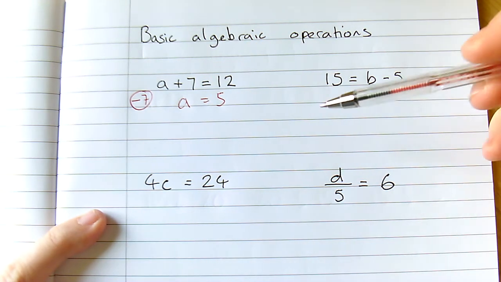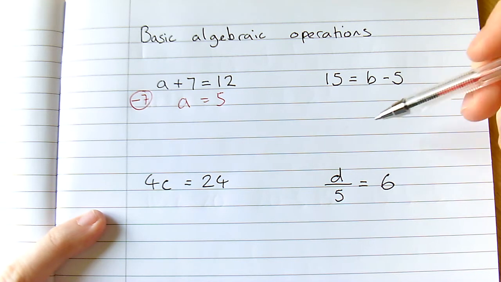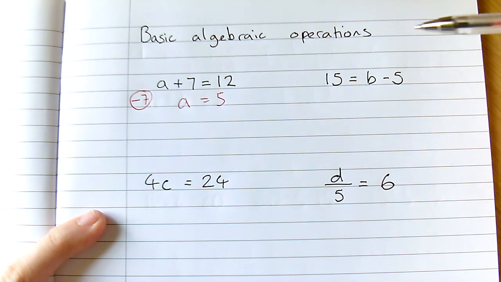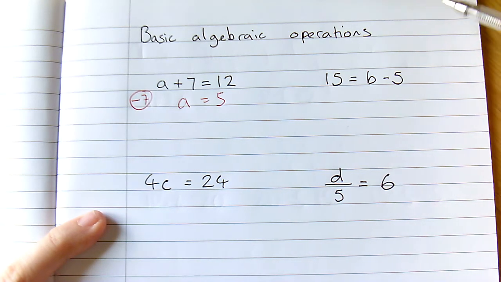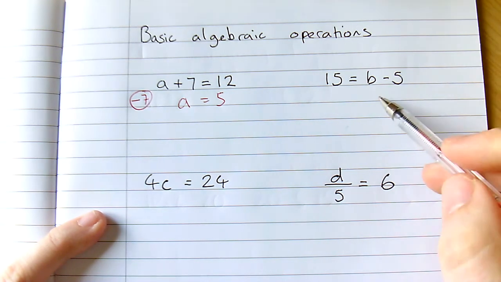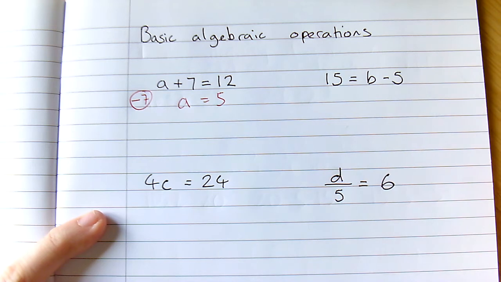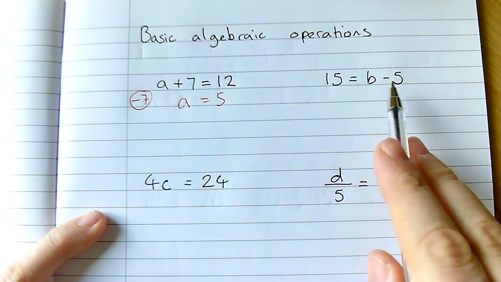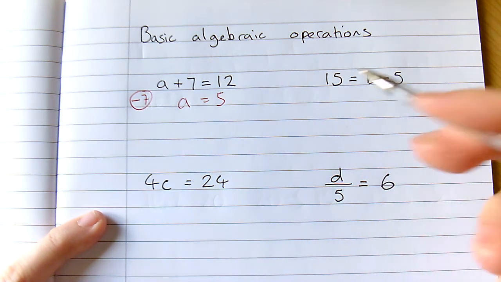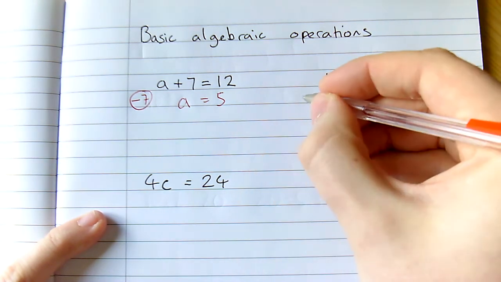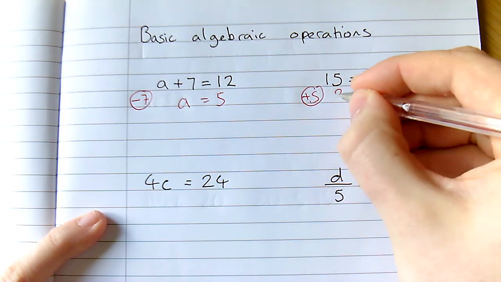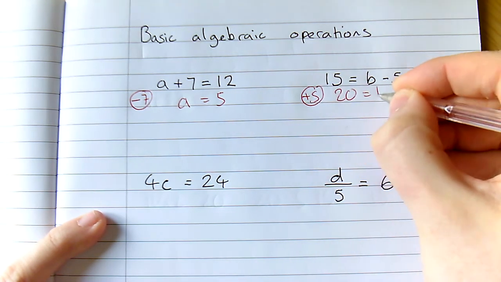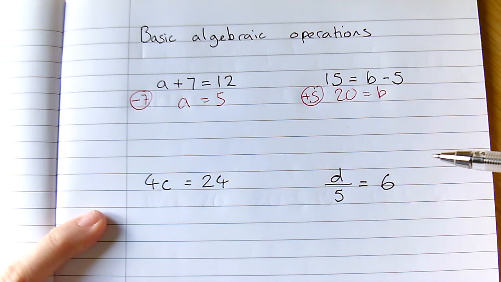My next one over here is 15 equals b subtract 5. Now, first thing, it doesn't matter if our letter or our unknown is on the left or the right. Perfectly fine. So here it's on the right. So I'm thinking of a number, I take 5 away, I get 15. Well, you can probably already see the number, but let's do it properly. Instead of subtracting 5, I do the opposite, which is going to be plus 5. So I'm going to write it and set it out like this. If I'm adding 5 to both sides, I'm going to end up with 20 equals b, which is my answer.